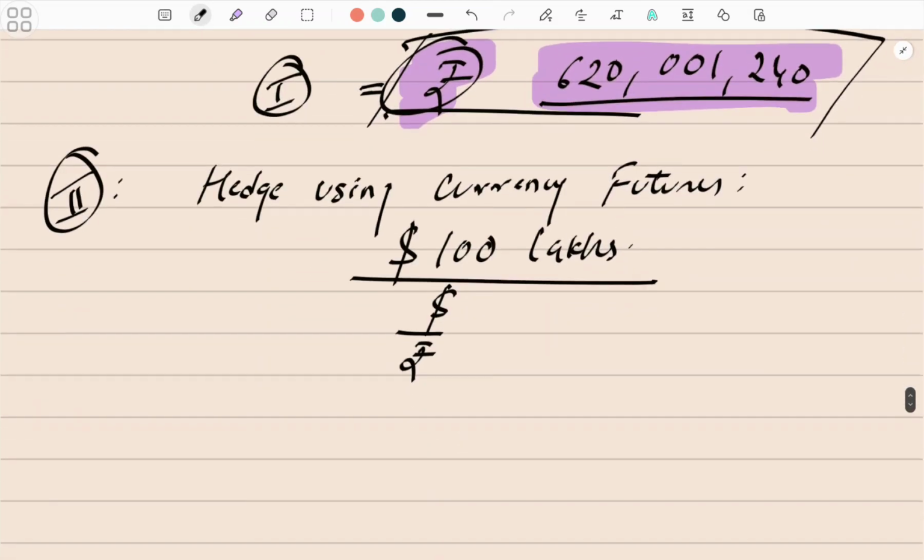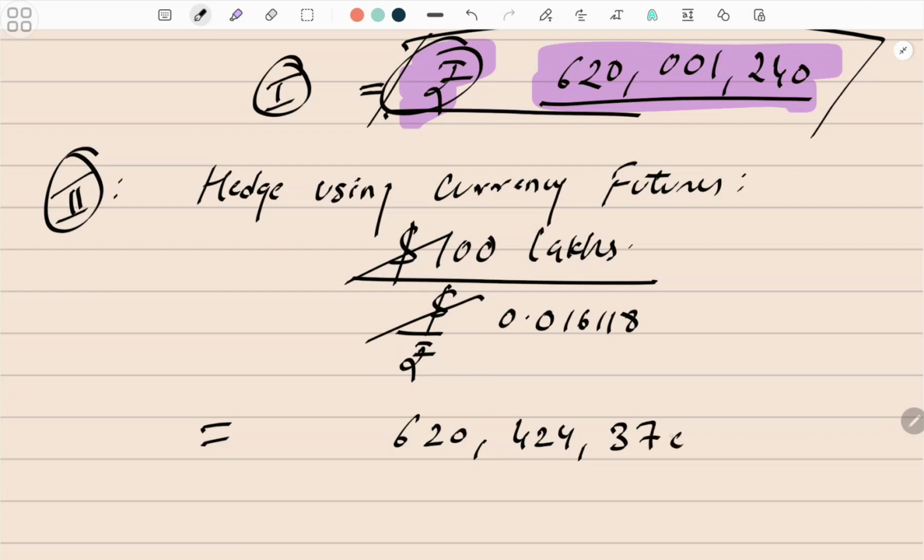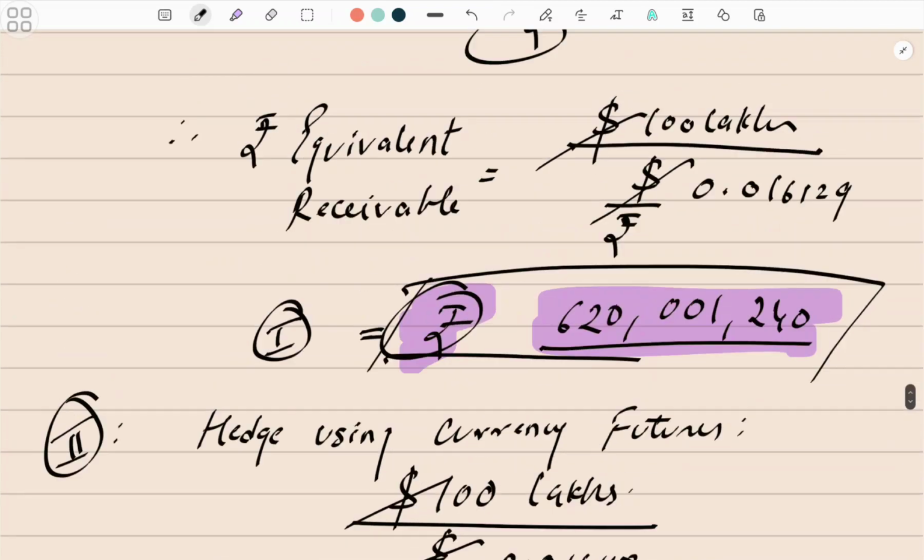0.016118. Dollar goes, again we have to do 100 lakh divided by 0.016118, which gives 620,424,370 rupee. Okay, now we have the rupee equivalent receivable, using the currency future rate, the 3-month currency future rate.